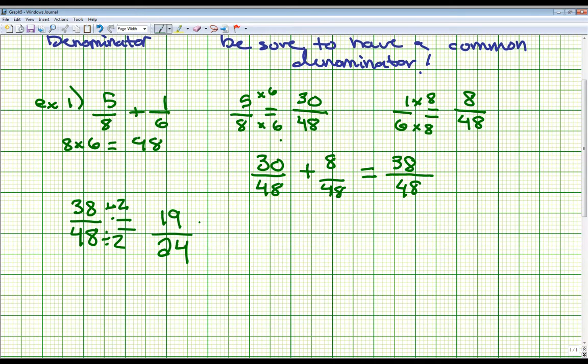Now what we would do next is decide if these two numbers can be divided by something else evenly. They actually cannot because 19 is a prime number. So 19 over 24 is going to be our final answer when we add these two fractions together. And so that strategy is using a common denominator.